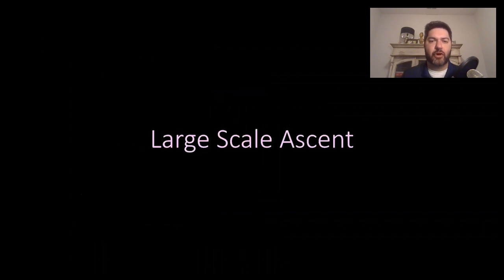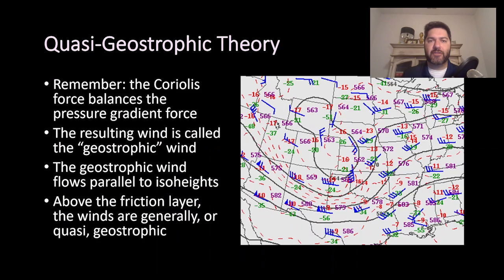And moving on to large scale ascent first, we'll start with quasi-geostrophic theory. So remember that the Coriolis force balances the pressure gradient force. So the Coriolis force goes to the right of the wind, and the pressure gradient force goes to the left in the northern hemisphere. The resulting wind from this balance is called the geostrophic wind, and the geostrophic wind flows parallel to the isohyets. Above the friction layer, though, the winds are generally quasi-geostrophic.